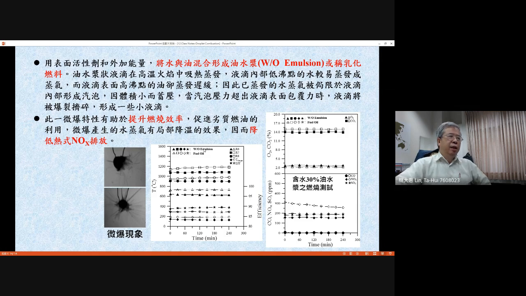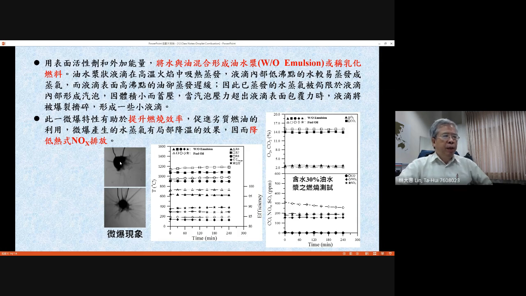Okay, let me see. There are pictures that show our furnace test. We can see micro explosion occur using the suspended droplet, and we can see this micro explosion is quite strong. It impinges out several water streams in the heating process.